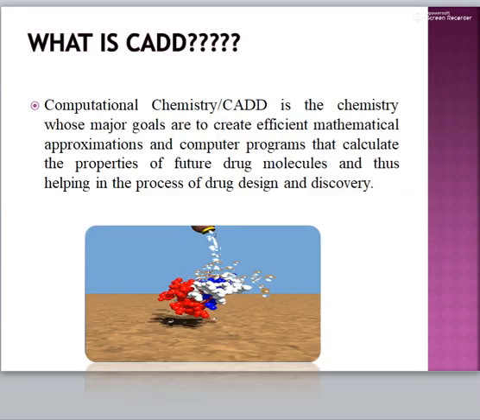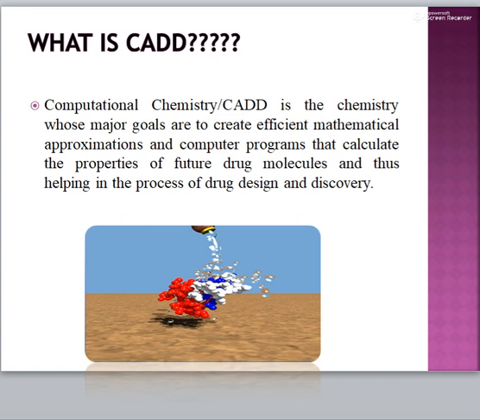Then, what is CAD? CAD, or computer aided drug designing, is a computational chemistry whose major goals are to create efficient mathematical approximations and computer programs that will calculate the properties of future drug molecules and thus help in the process of drug designing and discovery.